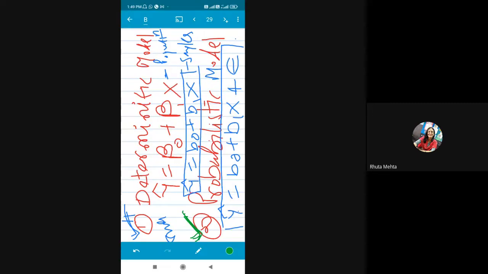What are you saying? It's B0, beta. Okay. B0 plus B1x plus epsilon. Okay. So this is the straight line formula, the equation which we are using for regression model.